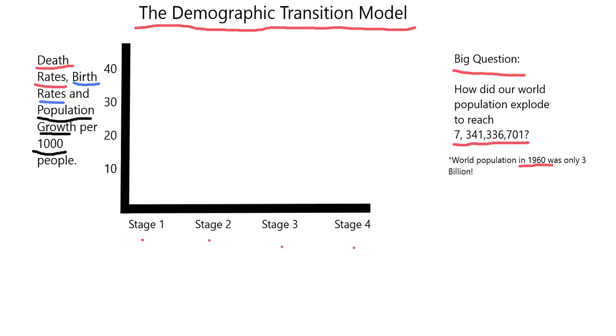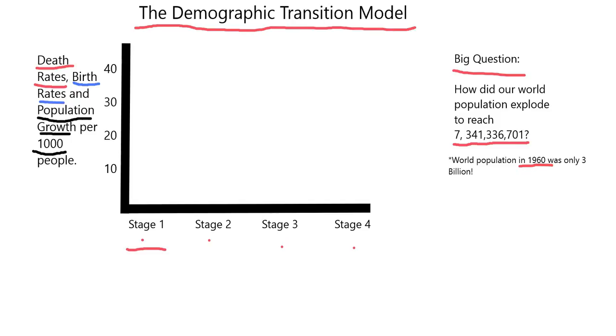All right, so let's go ahead and have a look at stage 1. And when I talk about stage 1, we're talking about primitive, early agrarian societies. We're talking about subsistence farming, hunting and gathering. This is thousands of years ago in most cases. So there are no examples of whole countries still in stage 1 today.